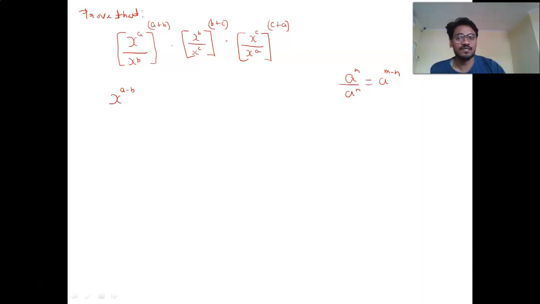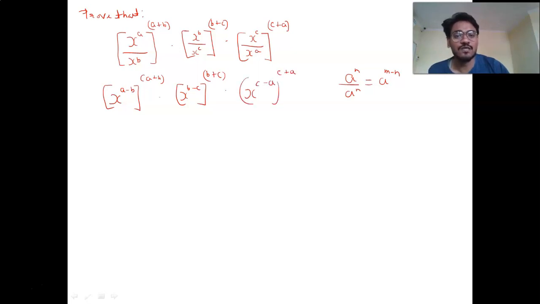If I apply this in the bracket, I'll be getting x raised to the power a minus b, and in the whole the power is a plus b. Similarly here it will be x to the power b minus c, and in the whole the power is b plus c. And here it's x to the power c minus a, and in the whole bracket the power is going to be c plus a.